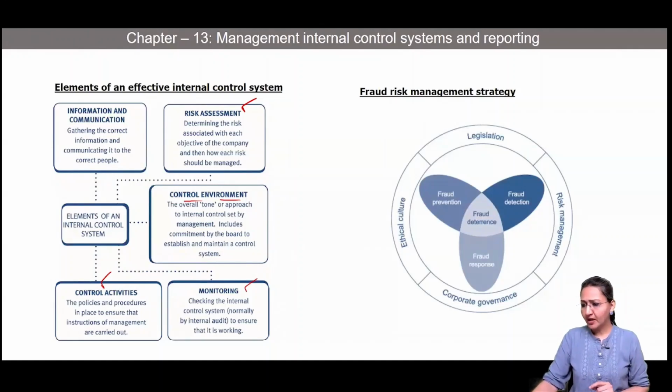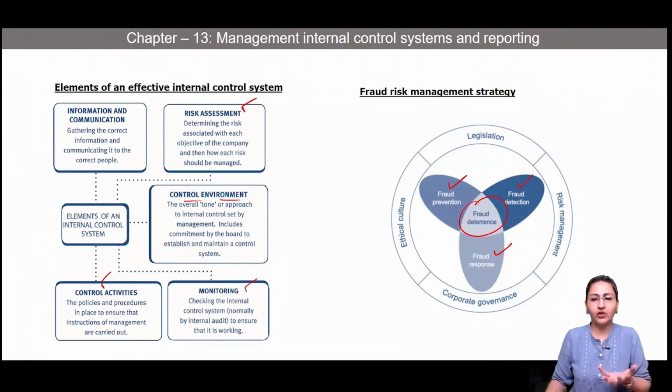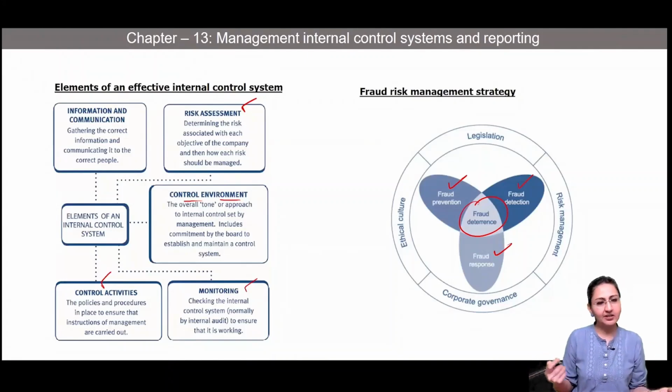3 points here, where one more point gets added. One, fraud detection, fraud response, fraud prevention. And the fourth one comes as fraud deterrence. Fraud detection, regularly keep on checking. Then maybe whistleblowers can highlight if there is a fraud. Reconciliations, numbers getting mismatched. These are some of the tactics of fraud detection.